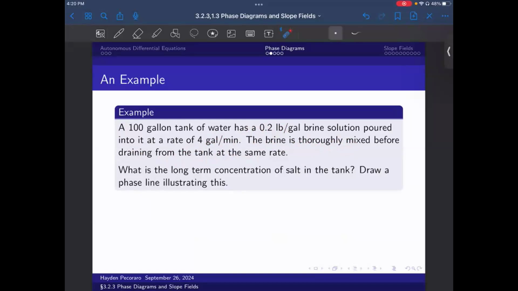And so what do we want to know? What is the long-term concentration of salt in the tank? And then we want to draw a phase line illustrating that. Okay, so I'll give you maybe 5 minutes to try and work that out. So this is one of our mixing problems. I would say start off with our standard rate equation. So rate equals flow in minus flow out. Start there, try to write a differential equation that models this situation, and then see what the limit is. See what the equilibrium solution is.